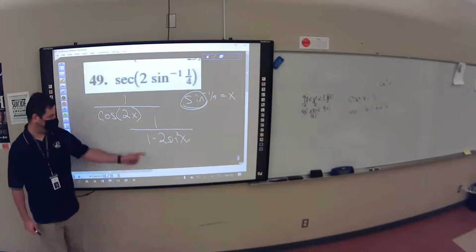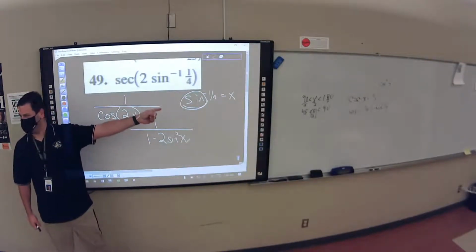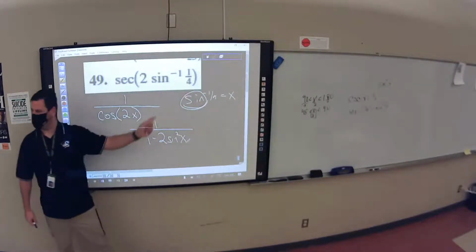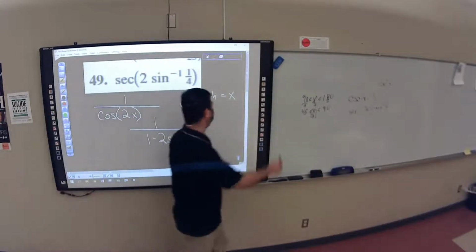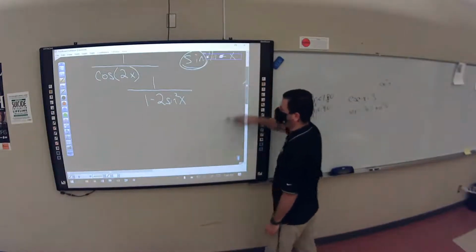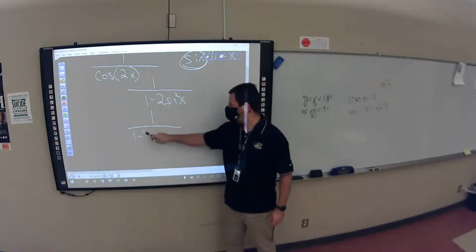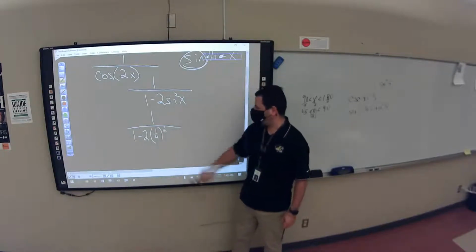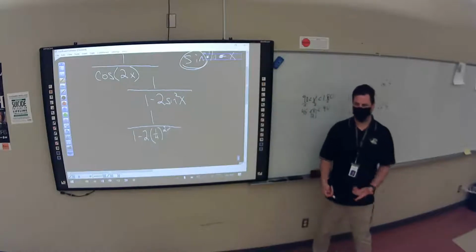Now I need to know what the sine of that angle is, which is nice. That's why you'll see why I did it. Now I don't have to draw a triangle, because the sine of that angle is simply 1/4. So the sine of that angle is 1/4. 1 over 1 minus 2 times 1/4, and it's squared because sine was squared. If you don't see that, then draw the triangle.